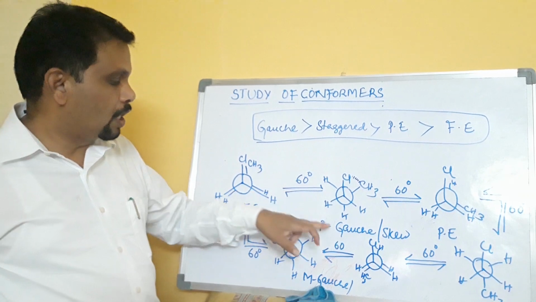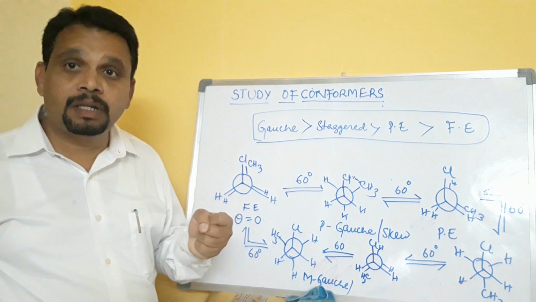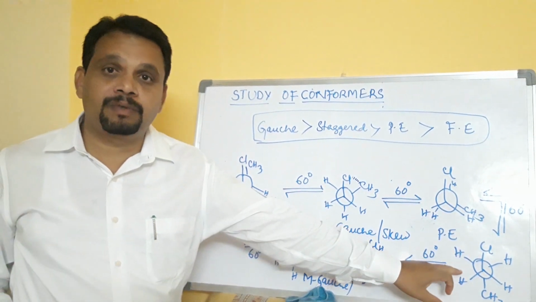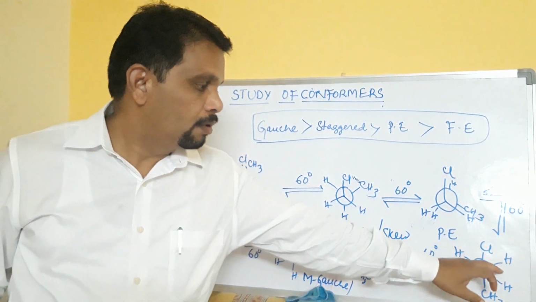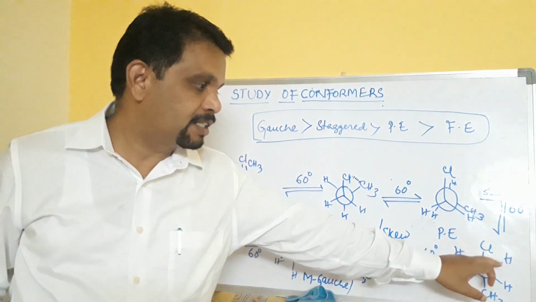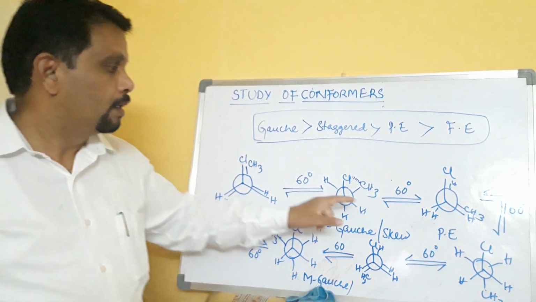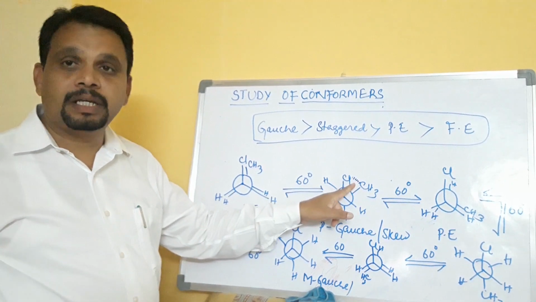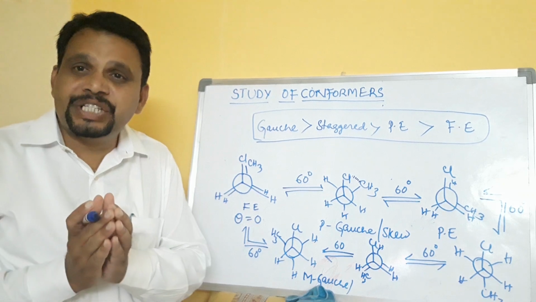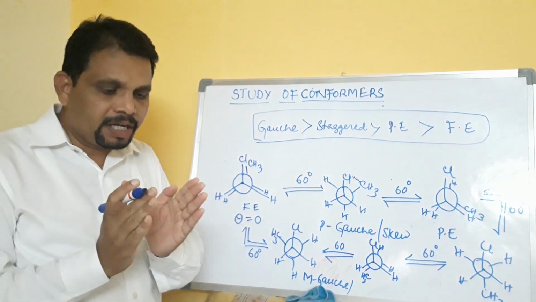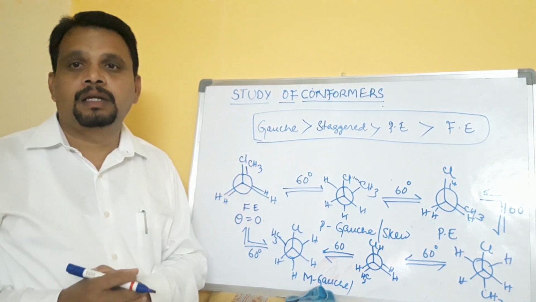So the Gaussian conformer is more stable than the staggered and anti-conformer. Here actually, there are no destabilizing factors in this conformer, even though there is a van der Waals attraction between these two groups, because the distance between the chlorine and CH3 is more than the van der Waals distance.